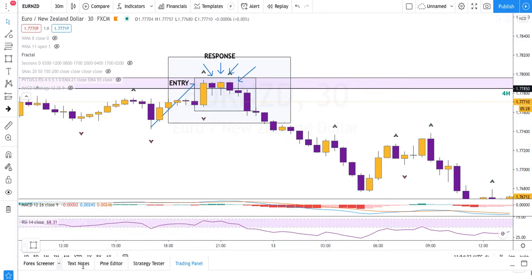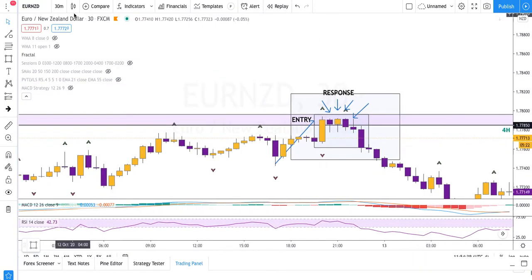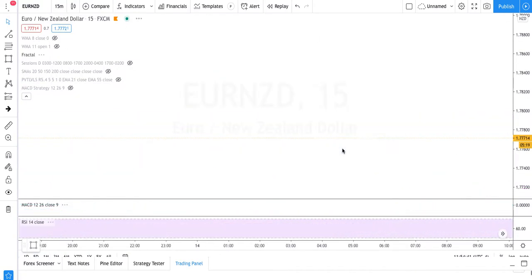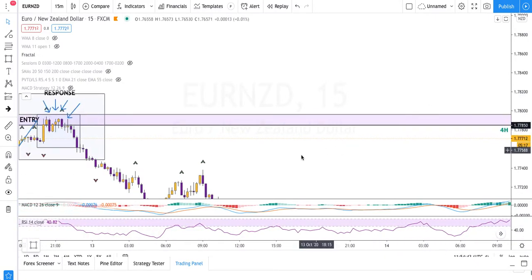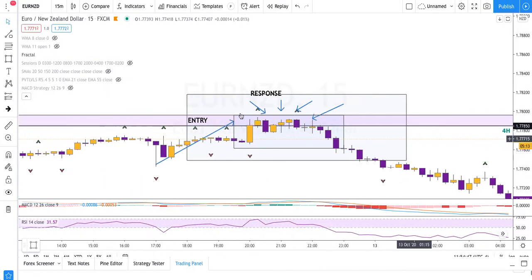All right, so that is what is happening here. Now let's go to a lower time frame so you can see it even deeper. So this is the 15-minute chart, and now you can see it in even more detail.